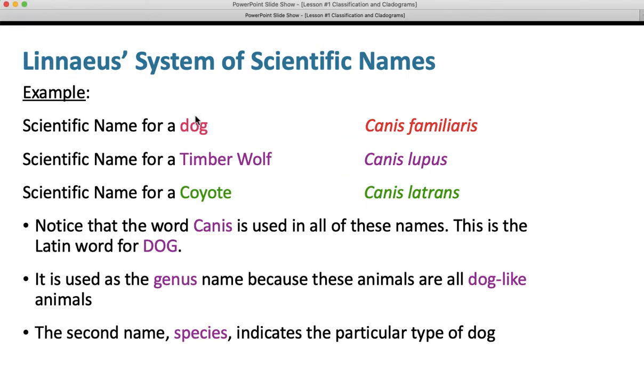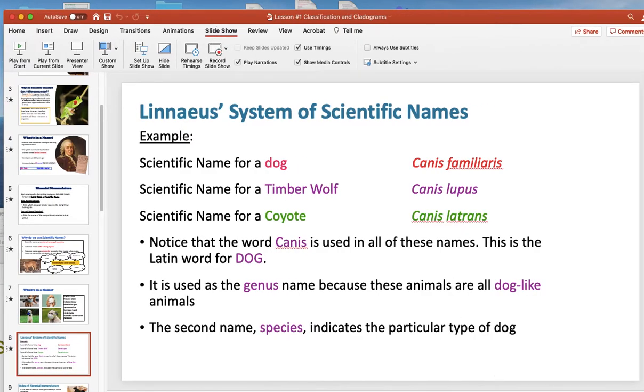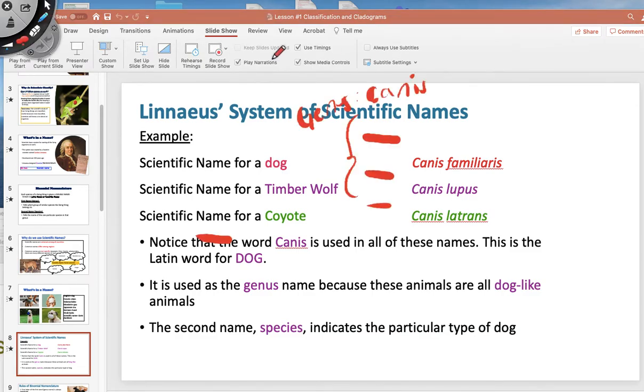Oops, lost my desk scribble. Gotta bring it back. Okay, so let's continue here.